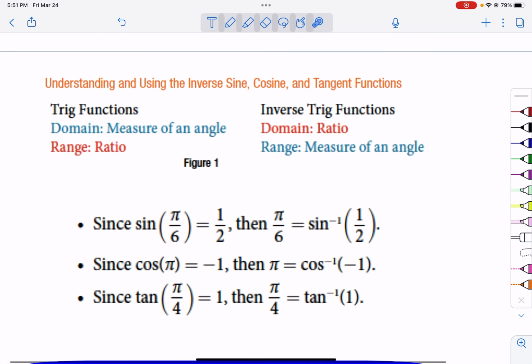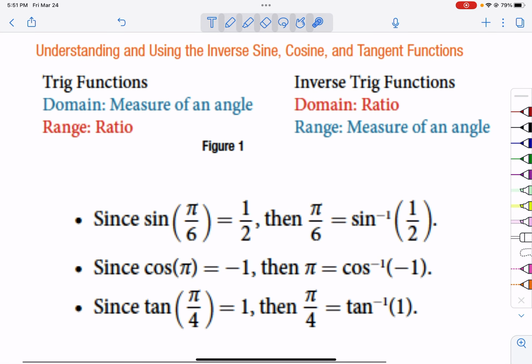So let's think for just a minute. In the trig functions, the domain is some measure of an angle. At 45 degrees, we get a ratio of square root of 2 over 2. So that's the way a trig function works. An inverse trig function, we're given that ratio. Here, we have square root of 2 over 2 as an answer. What angle measure gave me that?